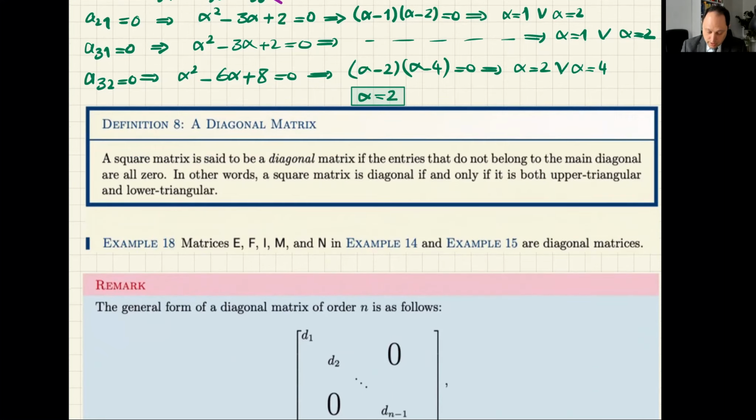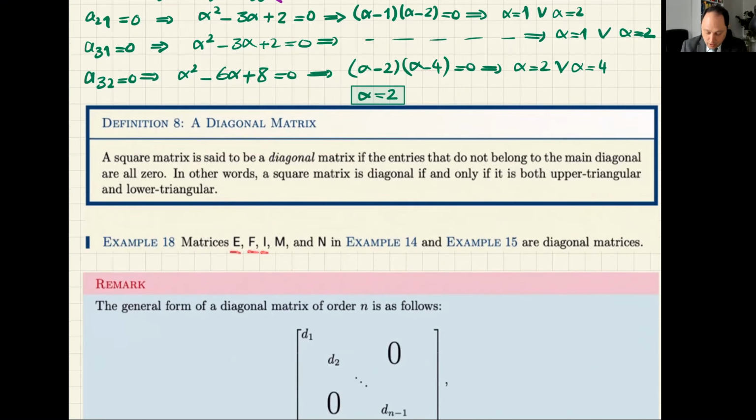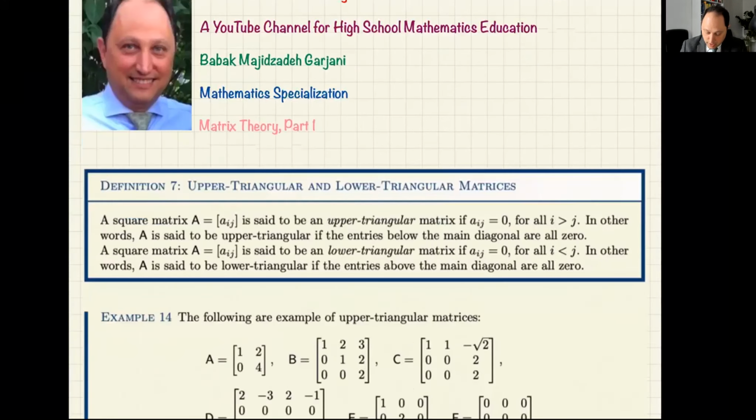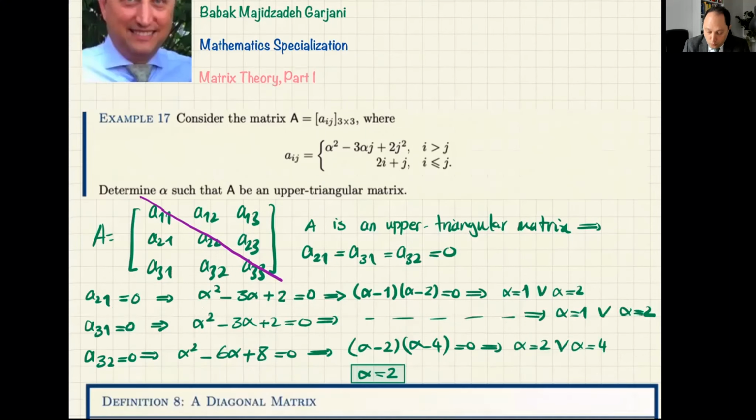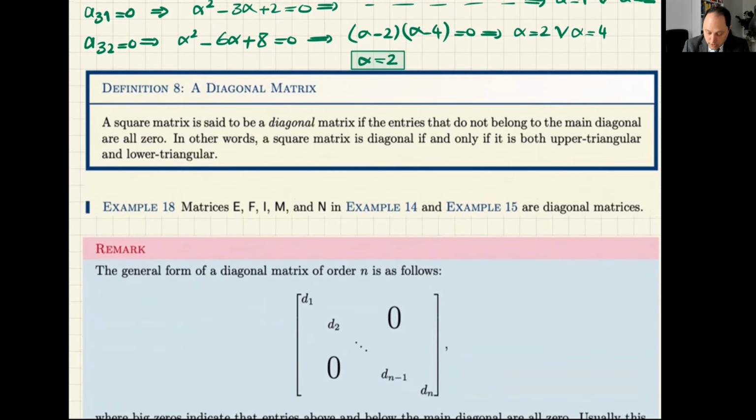Okay, so the examples that we had before, E, F, I, M, and N, in these previous examples, yes, you see, this is a diagonal matrix. Because if I draw this line, everything above, as well as everything below is 0. So it's a diagonal matrix. This is also a diagonal matrix because everything above as well as everything below is 0. That's also a diagonal matrix for the same reason, yes? So the generic form of a diagonal matrix is this.